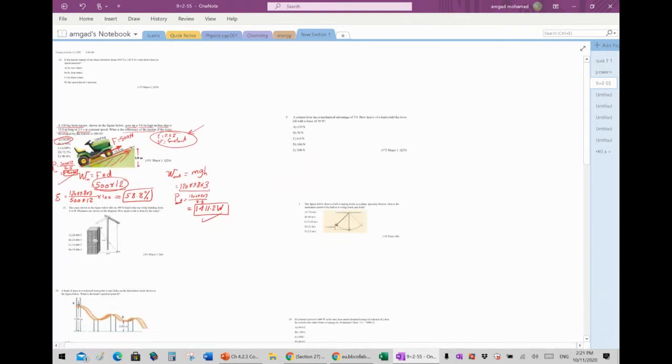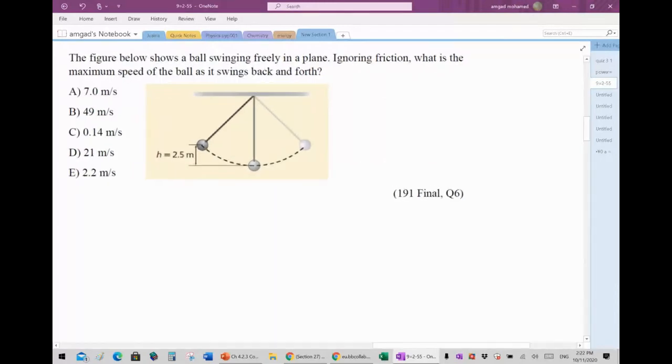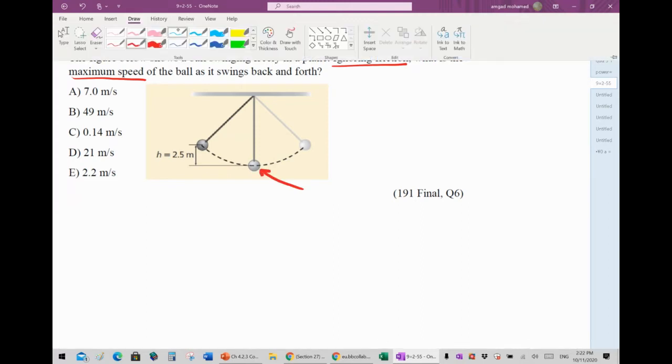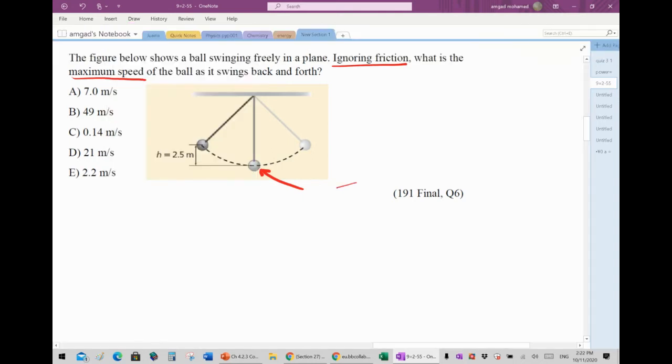Let's check the ball swinging freely in a plane. Ignore friction and air resistance, of course. What is the maximum speed of the ball? Maximum speed happens when it is at the bottom here. This is the maximum speed. Let me call it position A and position B.